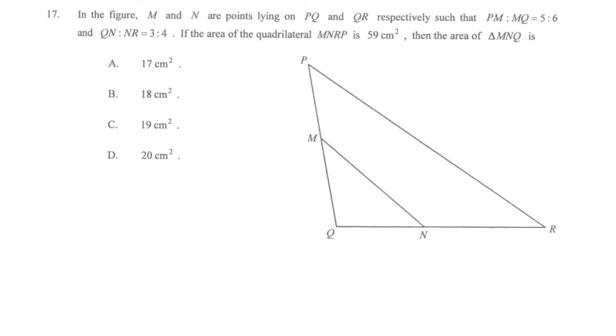Okay, and then question 17 of the HKDSE 2022. In this case, we are using the ratios for their length and the heights. Okay, so we were given that the ratio of PM to MQ is 5 to 6. So that is right there, 5 to 6. And then the ratio for the QN to NR is 3 to 4. So we use these two ratios there.